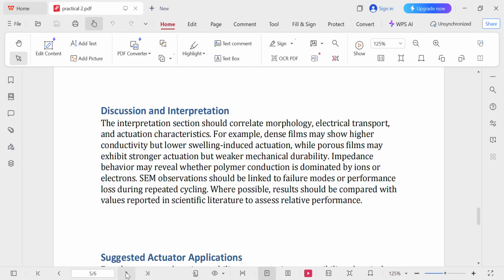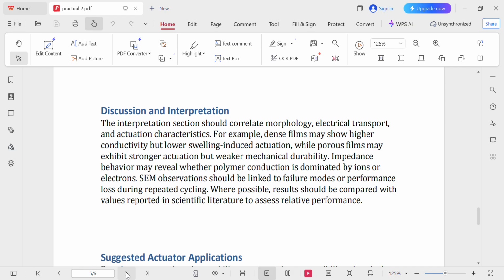This section should explain how the structure of the polymer, its electrical behavior, and its movement performance are related to each other. For example, dense films may show higher conductivity but low swelling-induced actuation, while porous films may exhibit strong actuation but weaker mechanical durability. Means, for example, compact and dense films usually conduct electricity well but do not swell and move much, while porous films can move more but may be weaker and less durable.